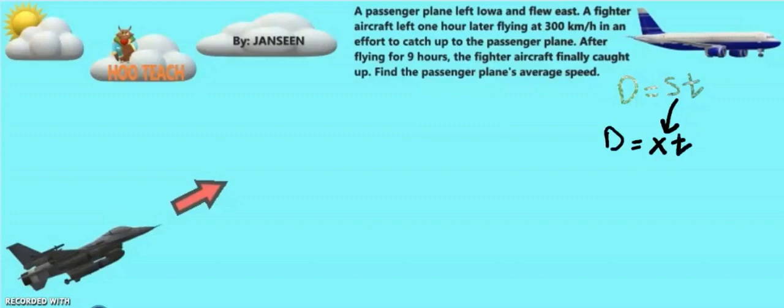Alrighty, so we have our distance. Just make sure that you know that the X, or whatever letter variable you use, is your speed. So my X is my speed, and then T is your time. And based on the passage, let's give these simple names. I don't want to be calling passenger plane and fighter aircraft all the time. Let's just give it some simple names here. Plane, right? And jet.